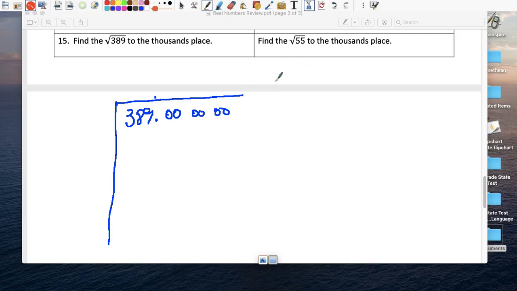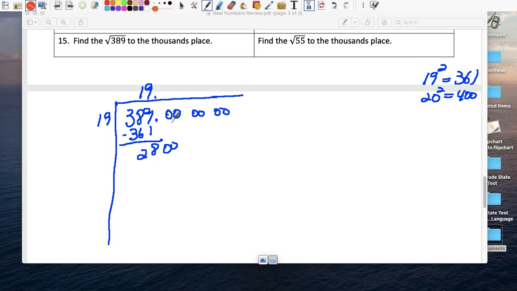So, perfect squares, 389. The biggest perfect square, well, it's not going to be 20, so let's see if 19 squared is 361. We know that 20 squared is 400, so the biggest one is 361, which is 19. So 19 is the greatest perfect square that goes into 389, which is 361. Subtract, 9 minus 1 is 8, 8 minus 6 is 2. Bring 2 zeros down, right?